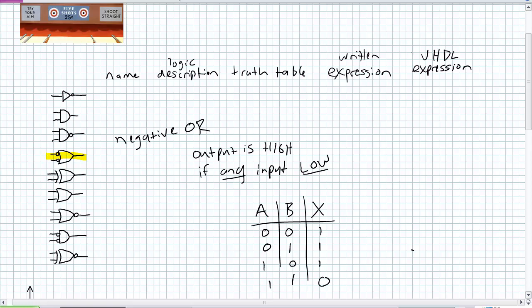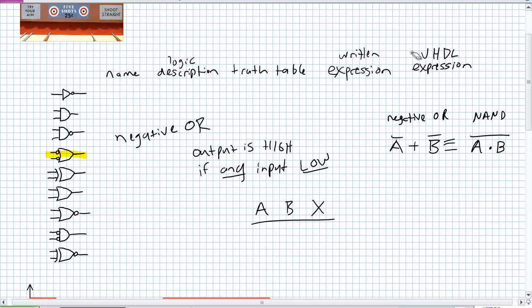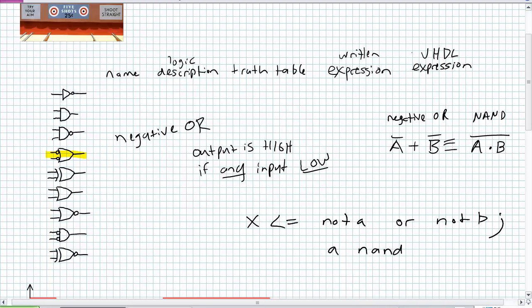What's the written expression, however? It's ORing together the negation of the inputs. That's the written expression for a negative OR. And if you remember right, that should be logically equivalent to A ANDed with B and the whole thing negated. So that's the NAND perspective versus the negative OR perspective. If I wanted to write the VHDL expression for a negative OR, what would I do? I would say not A or not B, with a semicolon, which is just as functionally equivalent as saying A NAND B. So those things are functionally equivalent, the negative OR and the NAND.